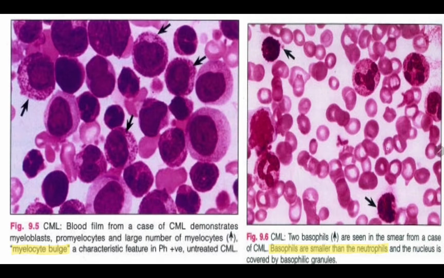Now let's see some images. This picture is showing the myelocytic bulge, and the arrows are showing the myelocytes. And in this figure, the basophils are seen, which are smaller than the neutrophil, and the nucleus is covered by basophilic granules.